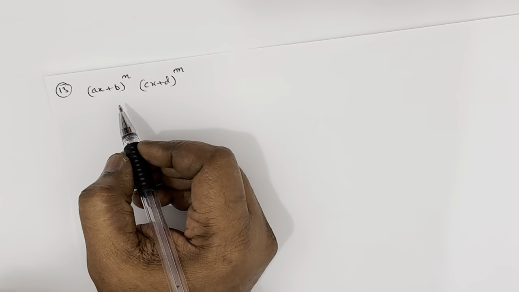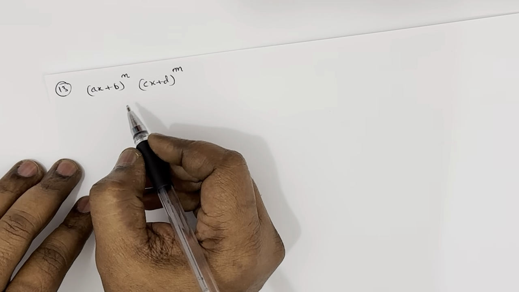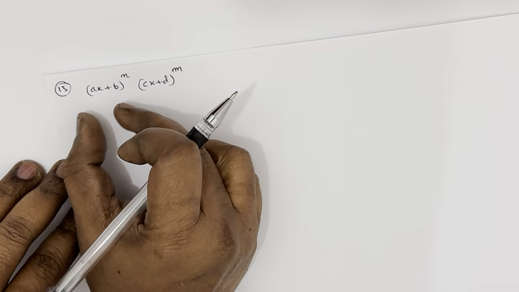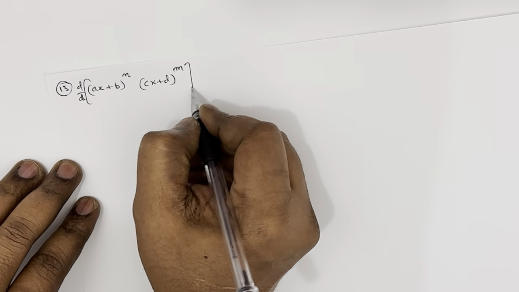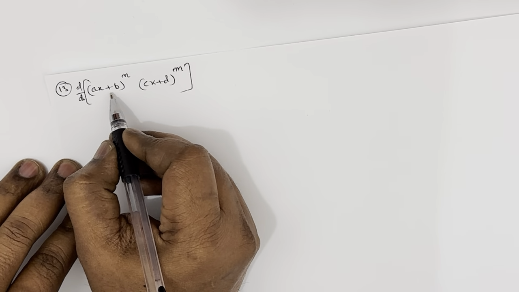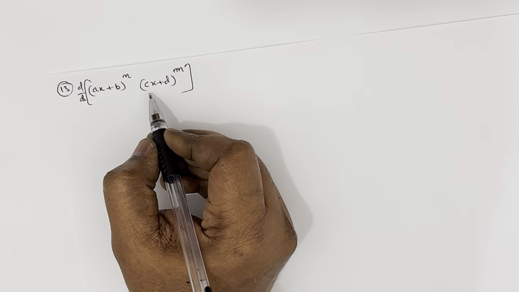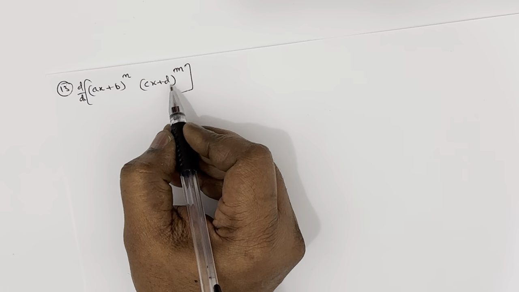Okay, now let's do the 13th. Now the derivative of d by dx of this whole function: (ax plus b) whole power n multiplied by (cx plus d) whole power m.